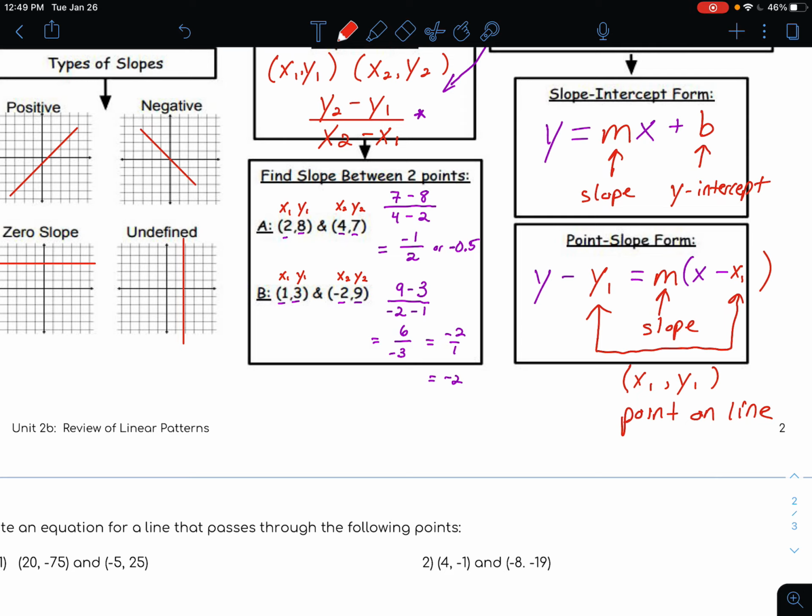So if you knew for sure that there was a point on the line that was like 2, 3, well, you could put the 2 in for the x1 and 3 in for the y1, and then whatever the slope is you put in for m, and then you have the equation. We will practice that on the next page.